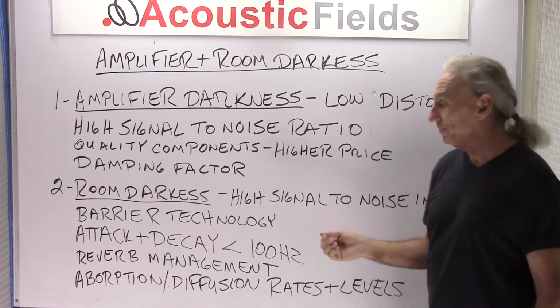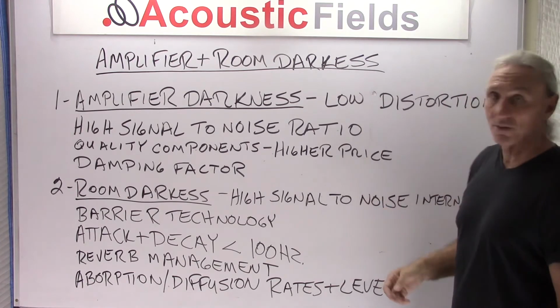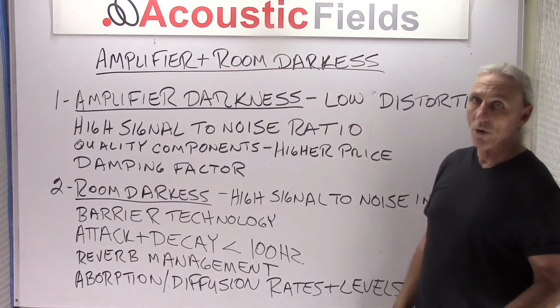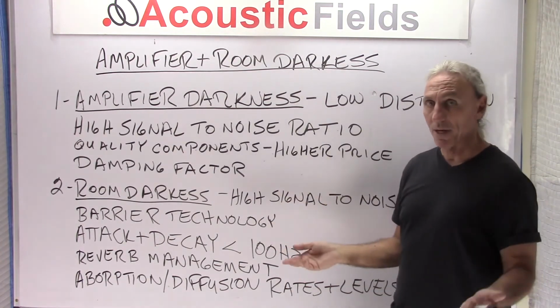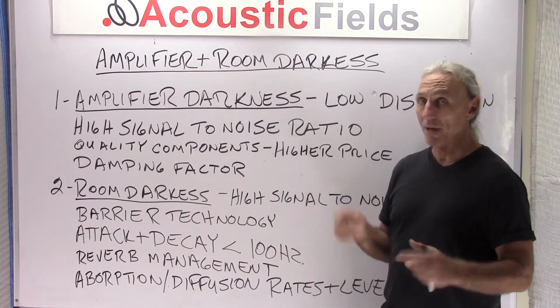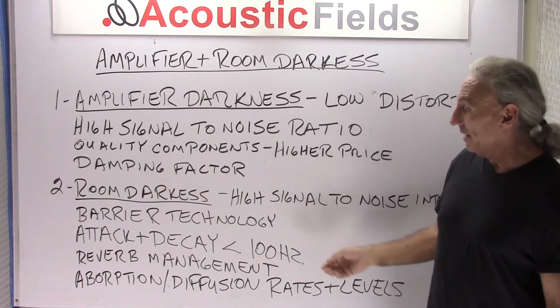You have to look at what's room darkness. Pretty similar to amplifier darkness. High signal to noise ratio. We want a lot of music and no noise, and we don't want any noise from the outside, so we have barrier technology to keep all that noise out and to keep the noise that we're making, noise in quotes, hopefully within the room and not letting it out to the other areas.